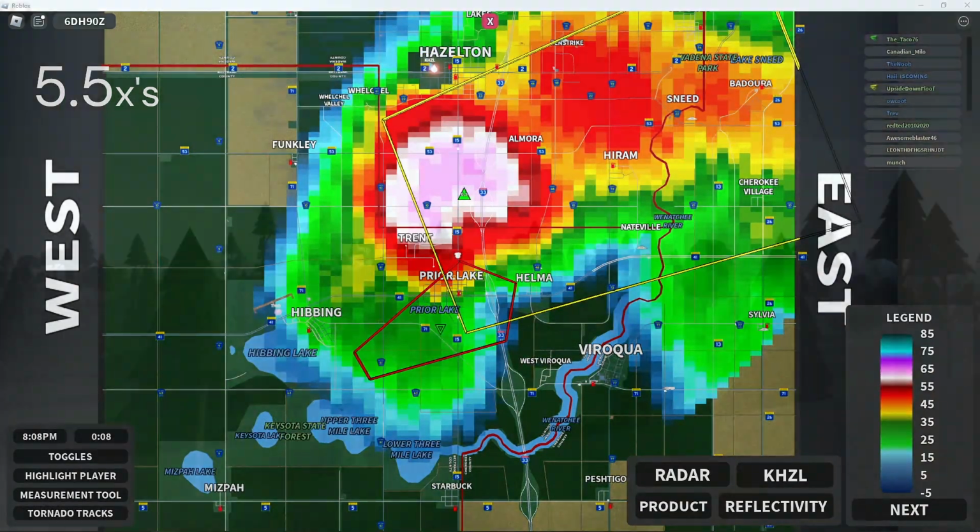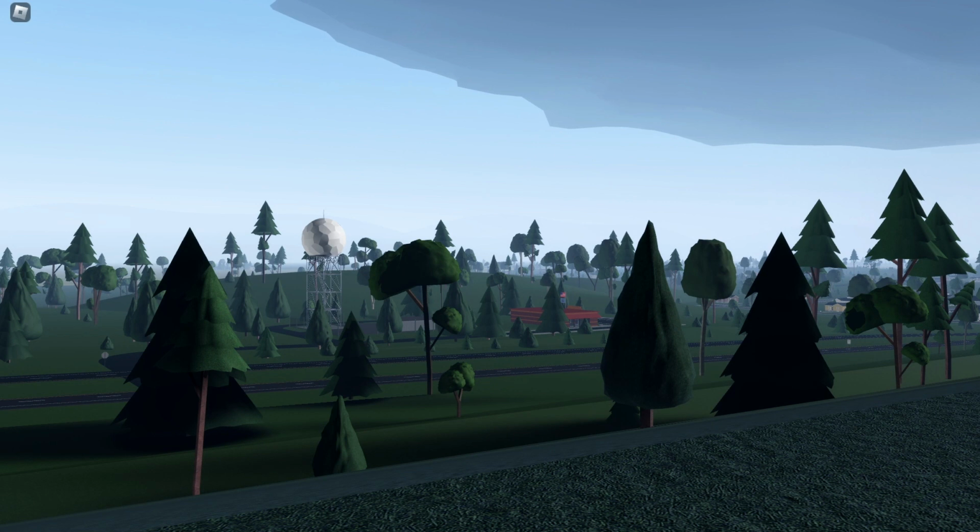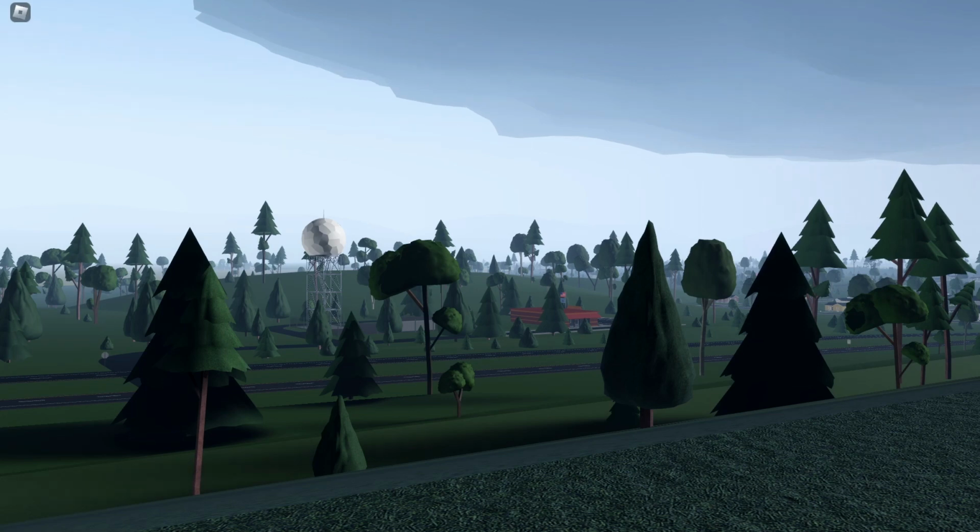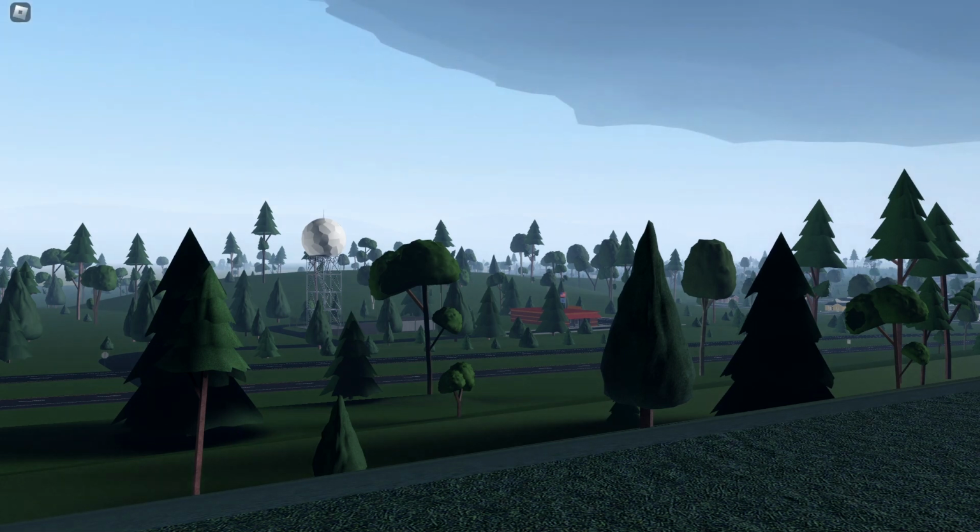And speaking of radars, I'm going to tell you about the KHZL radar, which is the main Hazelton radar, which is what I'm going to be referring to it as. The Hazelton radar is what's known as the WSR-88D, which is just a weather radar. The 88 stands for the year it was put into operation, and the D stands for Doppler. This radar can see pretty far out, it's got a pretty big area that it can see. It can see reflectivity, velocity, and a whole bunch of other products.